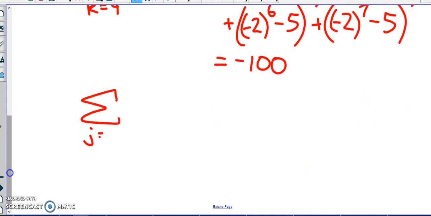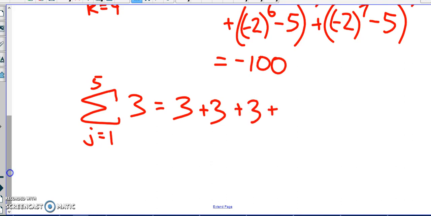The sum from j equals 1 to 5 of 3. Well, note here there's nowhere to plug j in. So when j is 1, you're taking 3, and when j is 2, you've got 3, and when j is 3, you've got 3, and when j is 4, you've got 3, and when j is 5, you've got 3. And that equals 15. That's kind of silly because it's a constant.